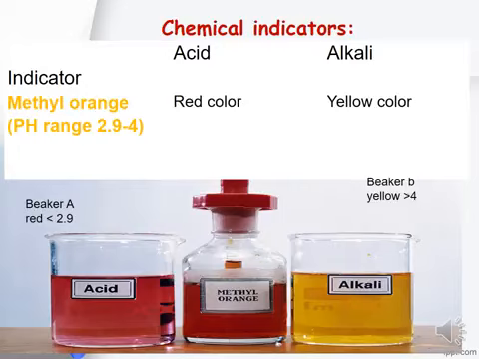Here, in the picture below, the middle bottle contains methyl orange. Look for the dropper. Here is the native color of methyl orange, which is slight orange. When this methyl orange is added to an acid, or to a solution whose pH is less than 2.9, it will give a red color. When the methyl orange is added to a solution whose pH is more than 4, it will give yellow color. Here, beaker B contains a solution whose pH is more than 4.